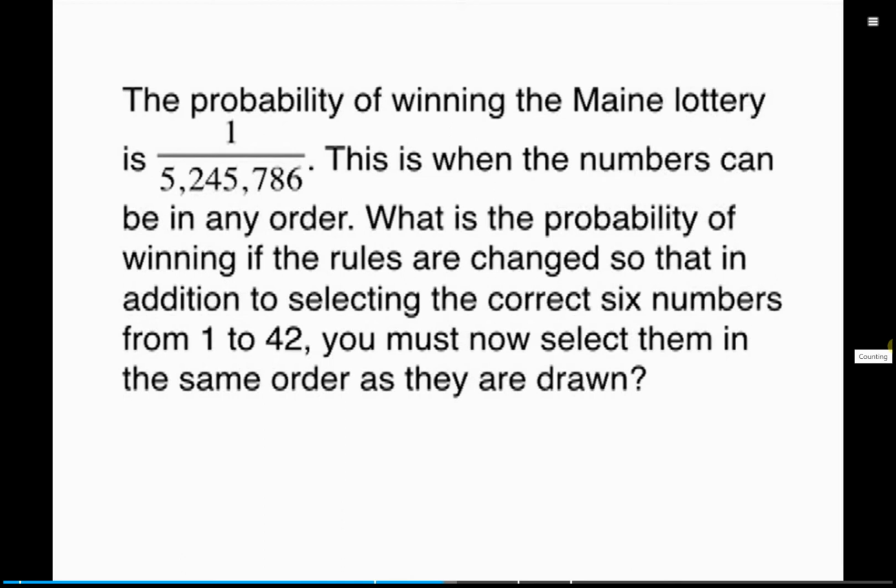What is the probability of winning if the rules are changed so that not only do you have to have the correct 6 numbers from 1 to 42, but now you have to select them in the same order, so that order actually matters. So with permutations, the order the numbers are in makes a difference. 1, 2, 3 is different from 2, 1, 3 or 3, 2, 1. So not only do you have the 6 numbers, but they have to be in the correct order. How are we going to go about solving this one?